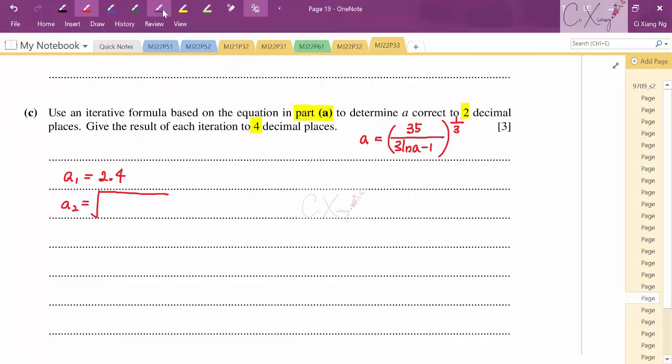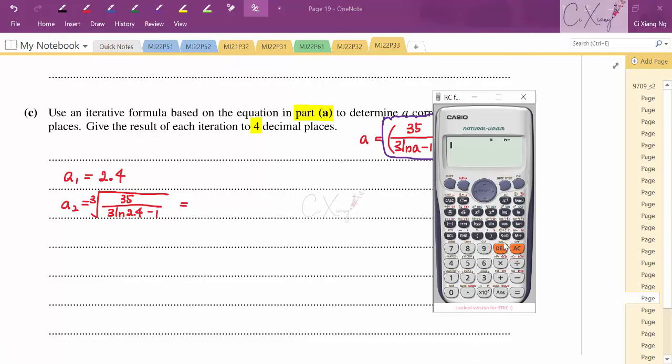So the iteration formula is the particular expression on the right hand side. That means I have to substitute a into the cube root of 35 over 3 ln a minus 1. So how can I get this value? Right, so the a here, I actually need to substitute by using the 2.4, then minus 1. Okay, we can use the calculator to help us where we try to key in the formula. So the iteration formula is the cube root.